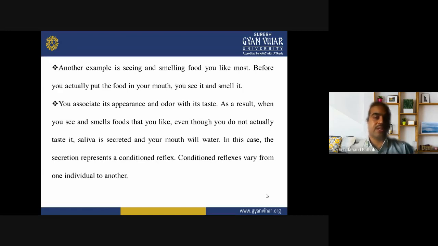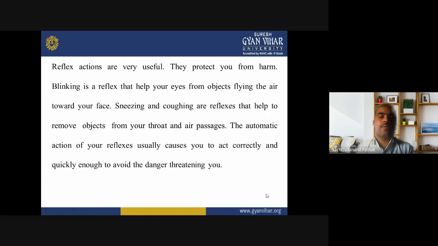In this case, the secretion represents a conditional reflex, and conditional reflexes vary from one individual to another, because we know every condition and situation is different. So yes, it will be different. Now, reflex actions are very useful. They protect you from harm. Yes, obviously it will be useful.